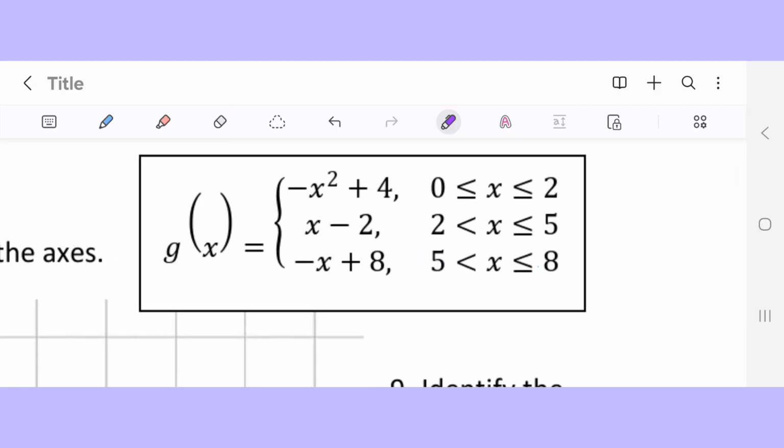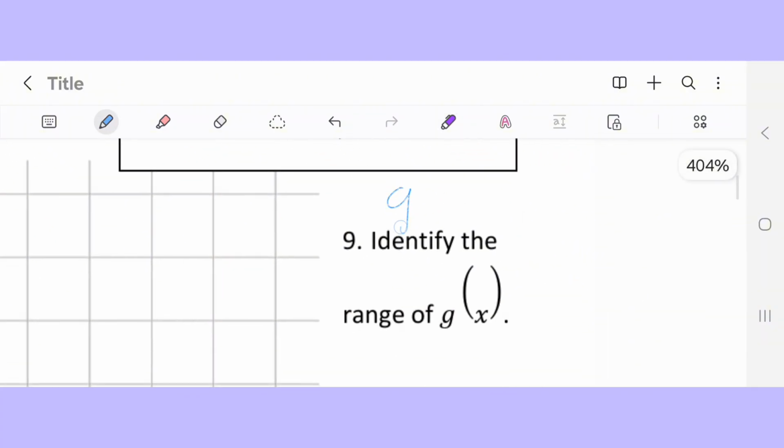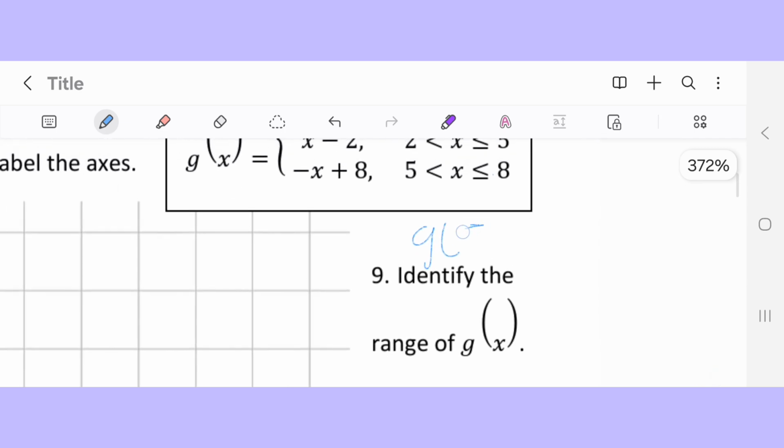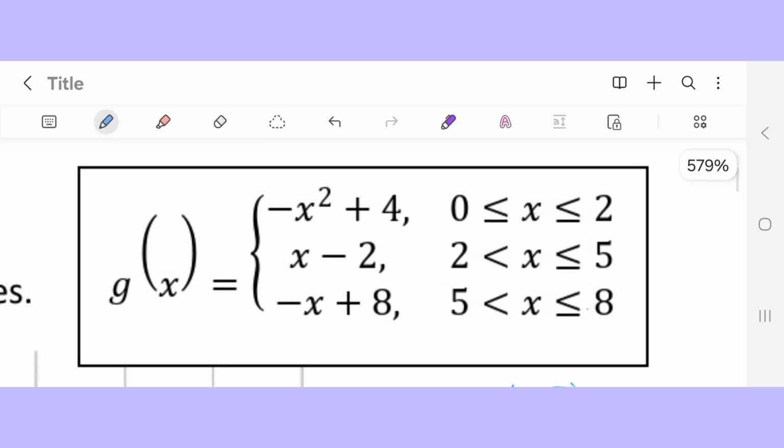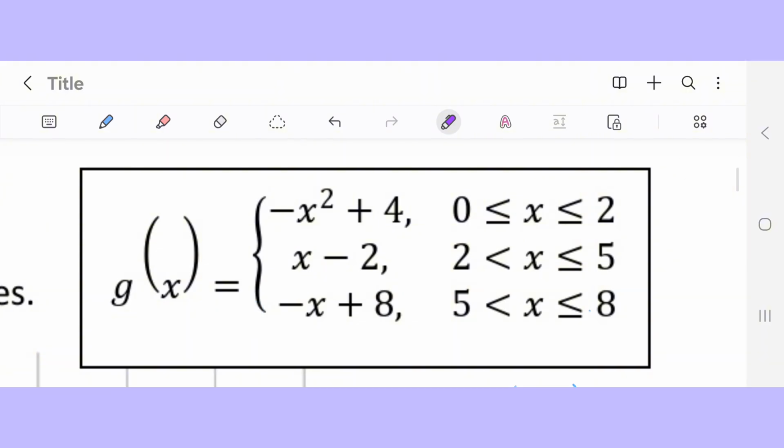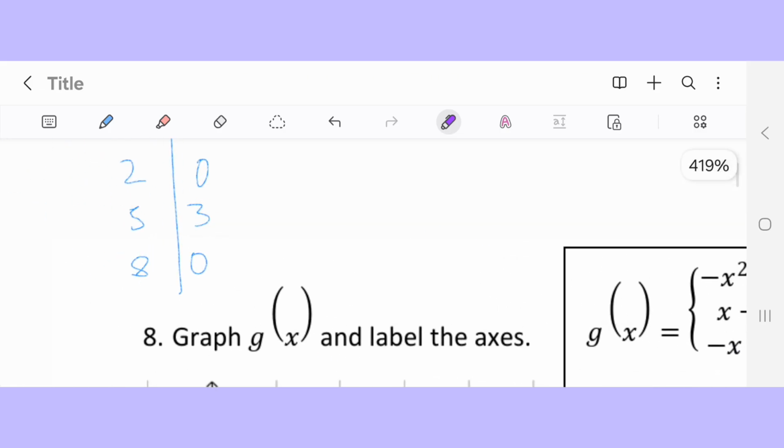For example, if I'm trying to find the y value when my x is equal to 5, so if I'm trying to find g of 5, I'm going to plug in 5 to this equation right here, because it says use this equation for numbers that are greater than 2 or less than or equal to 5. This equal sign is really important, because if not, you wouldn't know which equation to use. Since it specifies that you use this equation when it's equal to 5, I just plug 5 into here, minus 2, that's 3. That's how we got all of these.